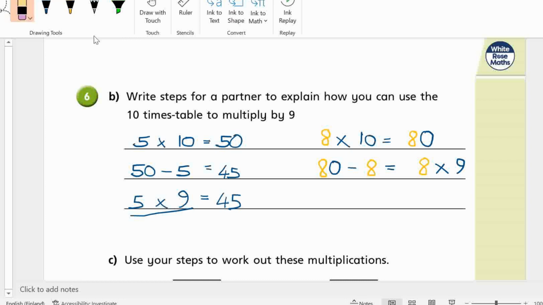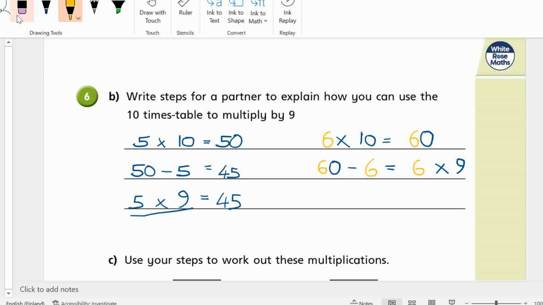Who can give me another number? It doesn't matter what number. As long as, I don't think it will work above 9. Let's try a number below 10. Give me another number, any number. 6. Okay, 6 times 10 equals 60. 60 minus 6 equals 6 times 9.